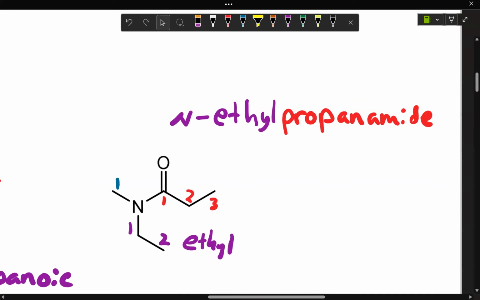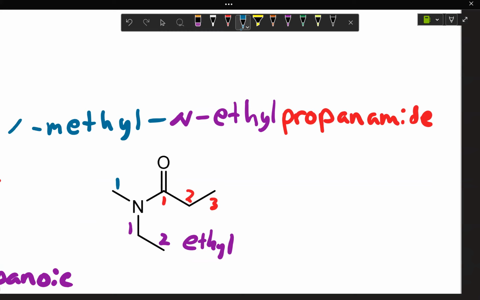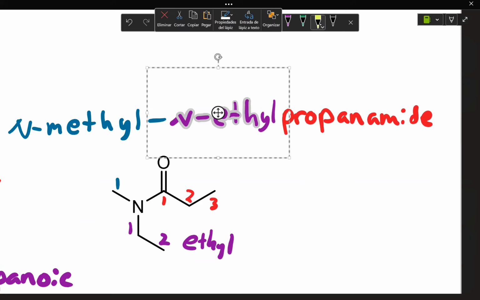So that's the ethyl. And now we have to include the methyl. So let's include the methyl in the name. And we have to indicate it's on the N, so it should be like that. See if you can point out my error. I'm sure you were able to find that this should have come before the methyl. So let me swap the two around.